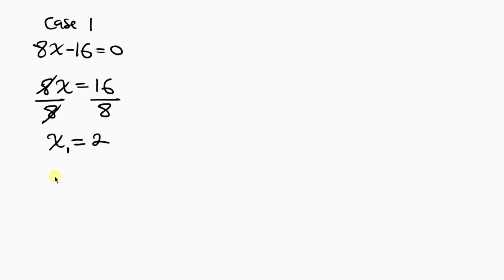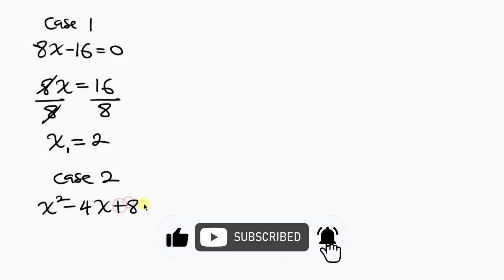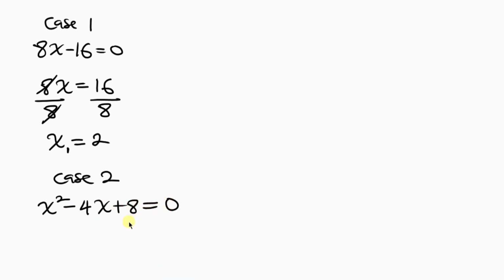So now let's move on to case 2. For our case 2, we have the equation x squared minus 4x plus 8 to be equal to 0. I'm going to be using the completing the square method to solve this equation since it cannot be factorized. So our first step in using the completing the square is to move 8 to the right hand side so that we have x squared minus 4x to be equal to, as 8 crosses to the right, it becomes minus 8.